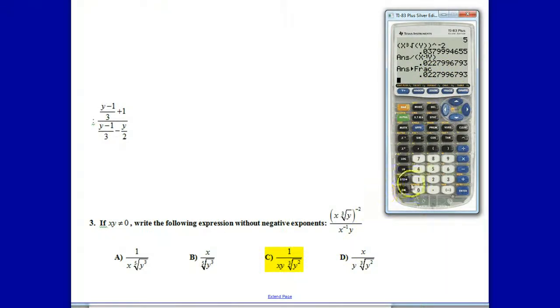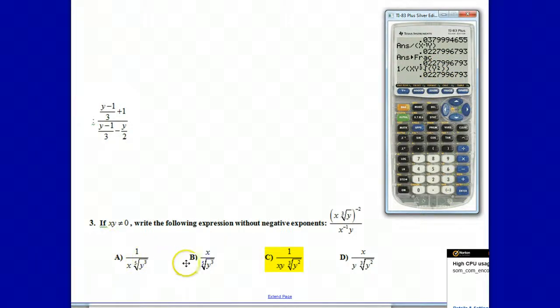But now watch what happens when I type in the answer just to show you that it does work. 1 divided by parentheses X, Y, the cube root of Y squared, parentheses, I think I got all that. Yeah, hit enter, and look, same exact decimal.